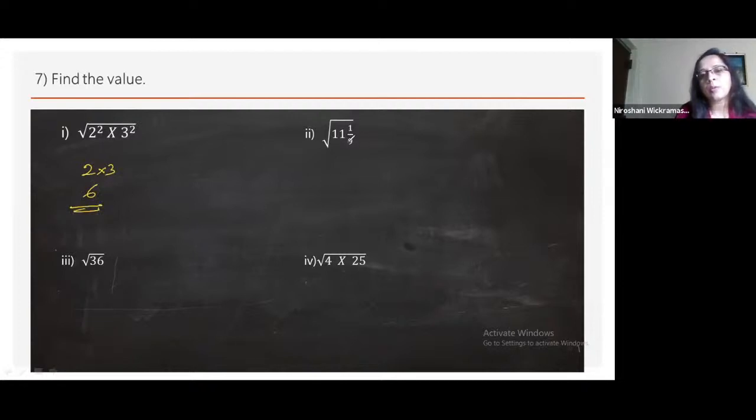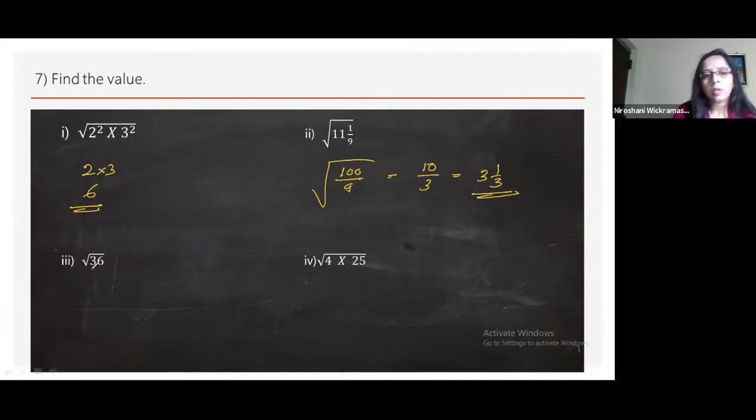Convert into improper. 9 times 11, 99 and 100 over 9 square root. You can see these both are square numbers. Square root of 100 is 10. Square root of 9 is 3. 10 divided by 3, then 3 and 1/3.